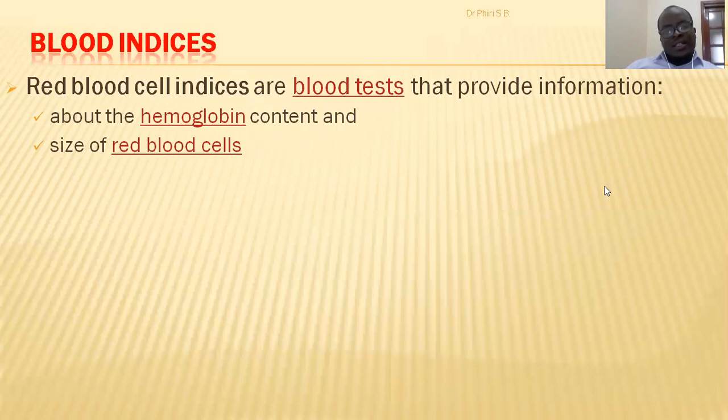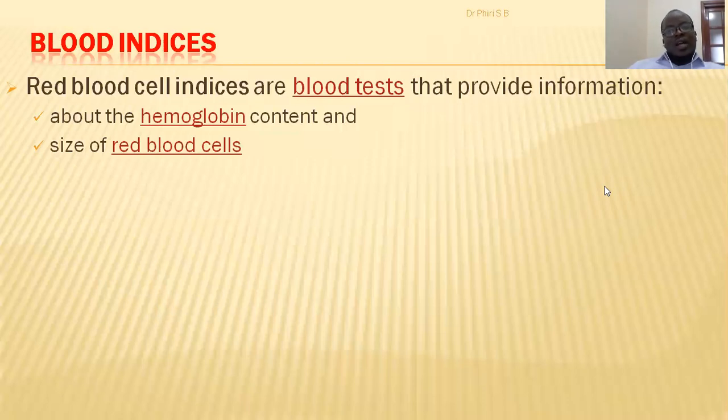In terms of the size of red blood cells, you're looking at the volume of red blood cell. So whether you have an increase in the size or the volume of red blood cell, or you have a decrease, or you have the normal size. If you have a normal size of red blood cells, it's called normocytic. If you have an increase in the size, then they are called macrocytic. If you have a decrease in red blood cell size, then they are called microcytic. Macro is an increase in size, micro is a decrease in size, and normal size cells are called normocytic cells.